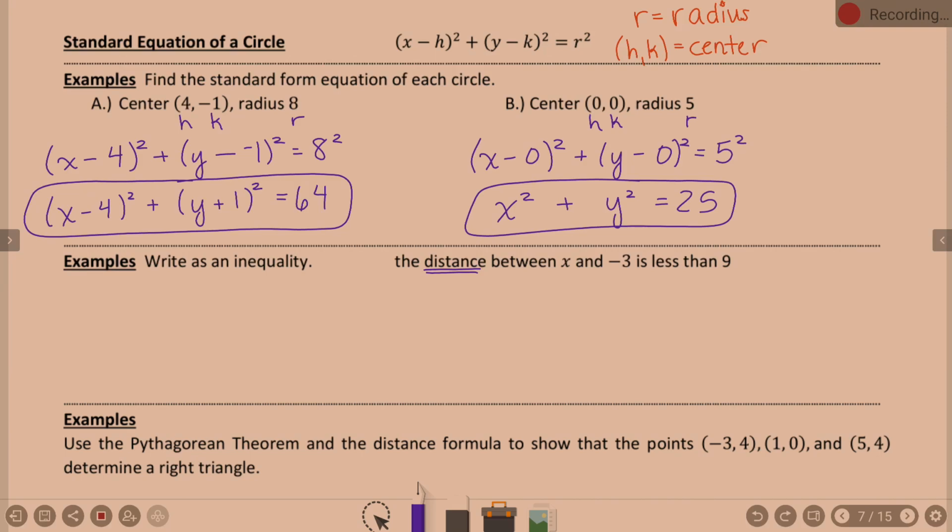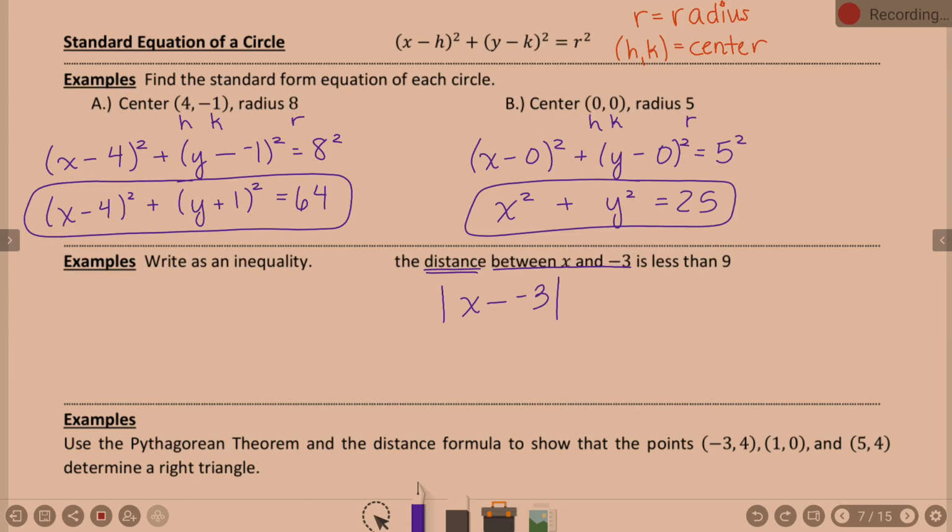Absolute value, right? What is the definition for absolute value? The distance from 0. Okay, so when we talk about the distance between x and negative 3, we're going to use absolute value to represent that. When it says distance, I'm going to think absolute value. Distance between x and negative 3, so I'm going to say x minus the negative 3. The absolute value of x minus negative 3 expresses the distance between the two values, because to find the distance between two things, you subtract them, right?